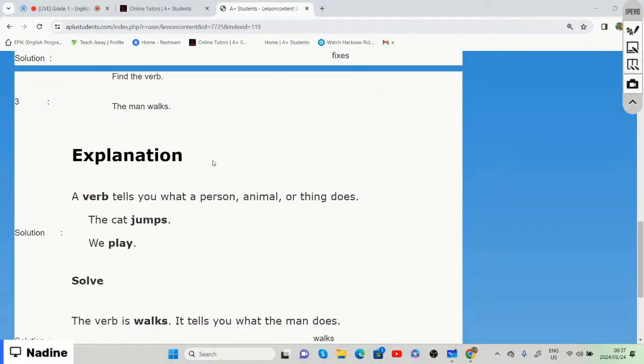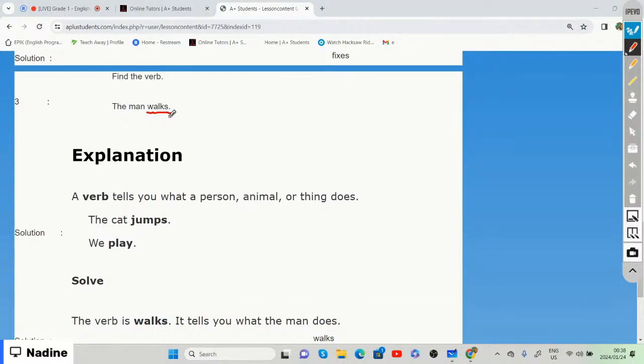So the man walks. What is the verb or the action within that sentence? And if we identify or find the verb, we can say walks is our verb. It basically tells us what the man is doing.